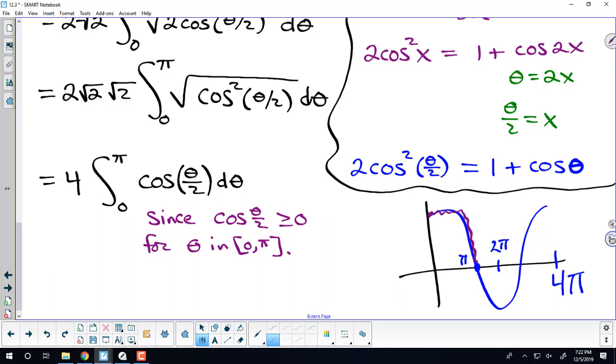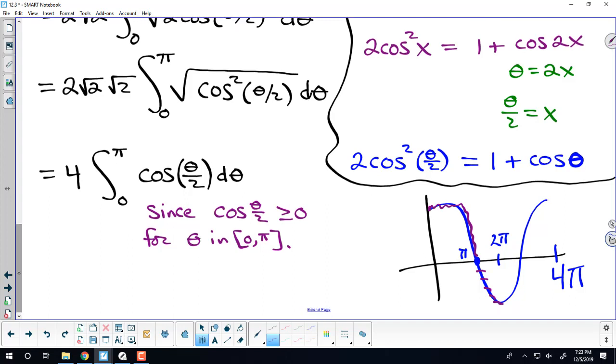If we were to use the original bounds from 0 to 2 pi, well then sometimes it's positive and sometimes it's negative. So then you've got to look at this graph and split that up into two integrals, the integral from 0 to pi minus the integral from pi to 2 pi. Kind of like what we did when we were computing distance traveled or something like that. So this region allows us to just take the square root without the absolute value.